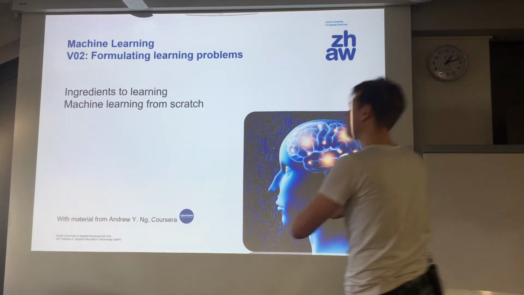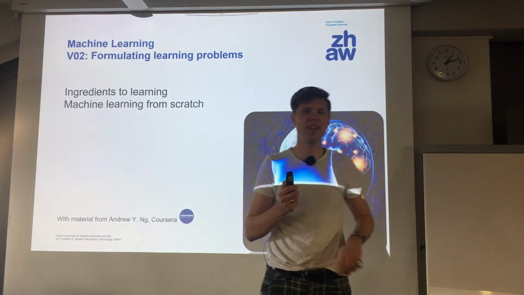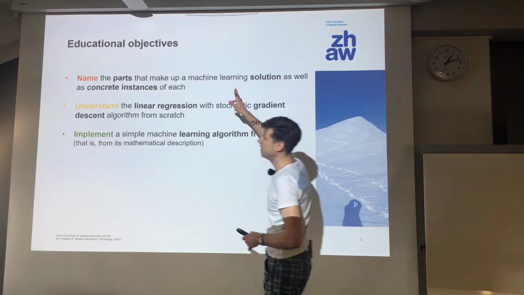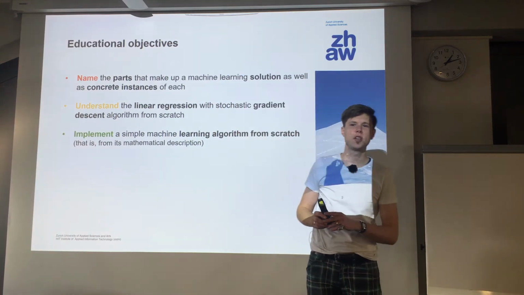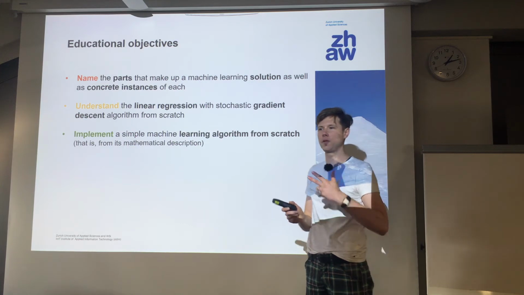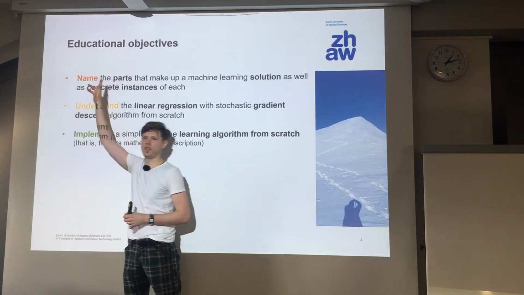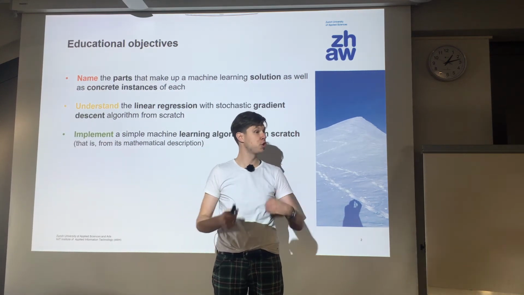Welcome to lecture 2, Formulating Learning Problems. Goal of today is that you can name the parts of a machine learning solution. I usually have learning targets on 3 different, let's say, levels. The red stuff is, you should just know it. When somebody asks you, you should remember that.